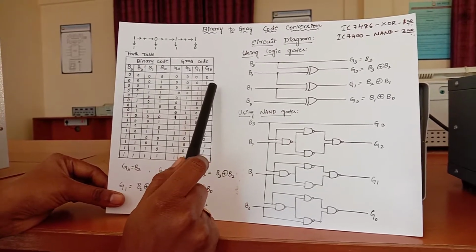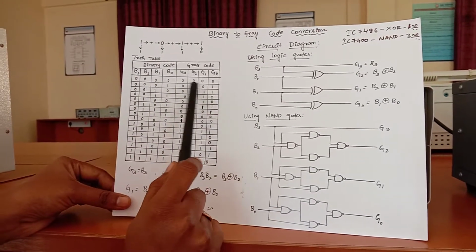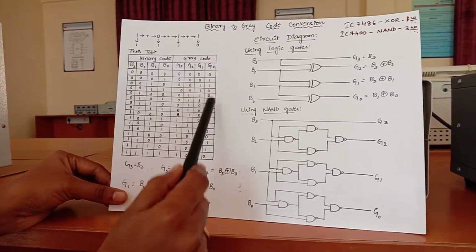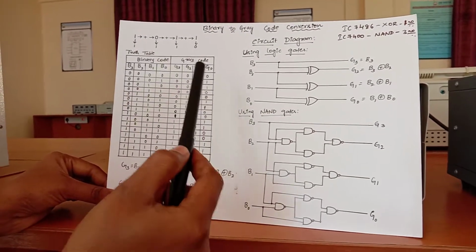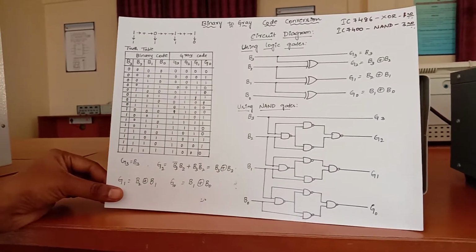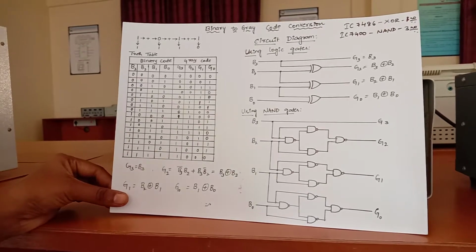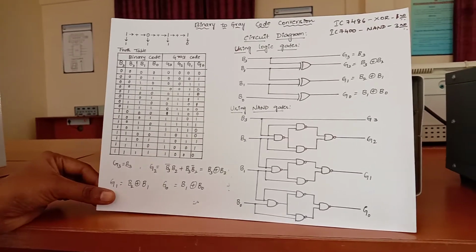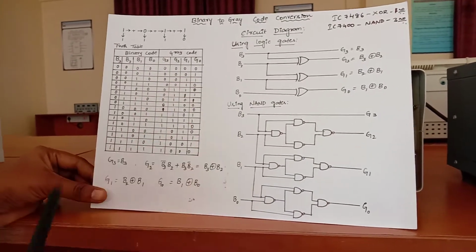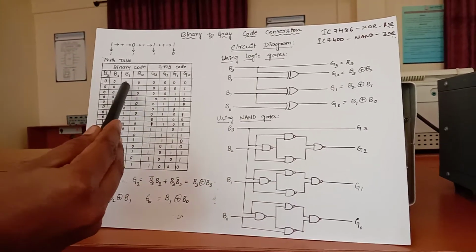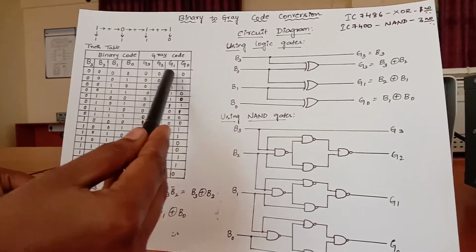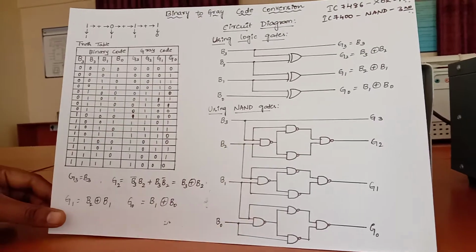Next, compared to this number and this number, you can see these three bits remain as they are and this bit is going to change. Like that, when we compare one number to the next number, only one bit changes. Therefore this is used in error correction, and it is also used in digital communication. To get these outputs, G3, G2, G1, G0, the binary inputs are B3, B2, B1, B0, and the output gray code will be G3, G2, G1, G0.